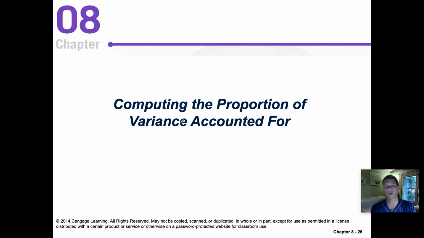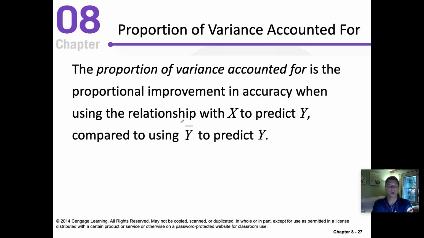How much of the variance has already been plugged into our calculations? So the proportion of variance accounted for is the proportional improvement in accuracy when using the relationship with x to predict y compared to using the average y to predict y.